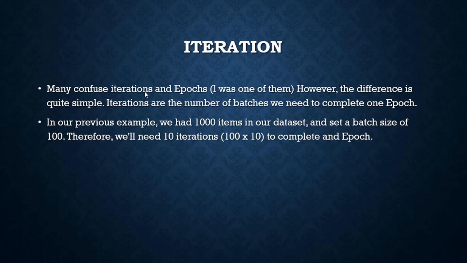That is the definition. Iterations are the number of batches, which means we need to do 10 iterations to complete the epoch. That's what we call iteration.